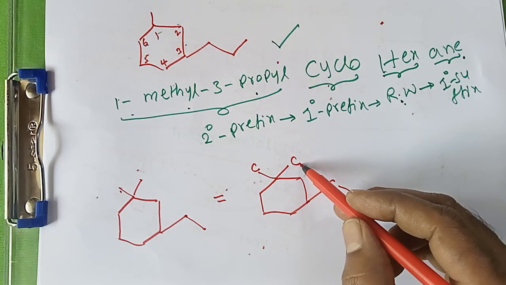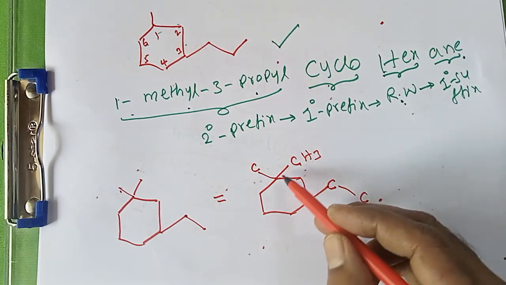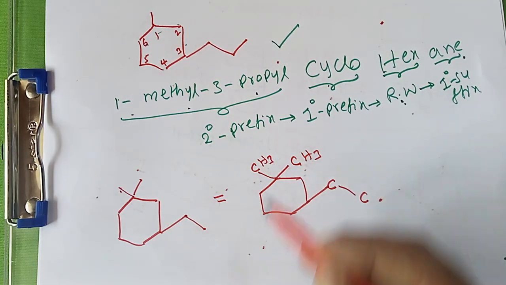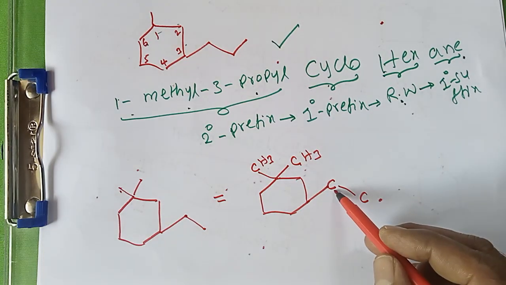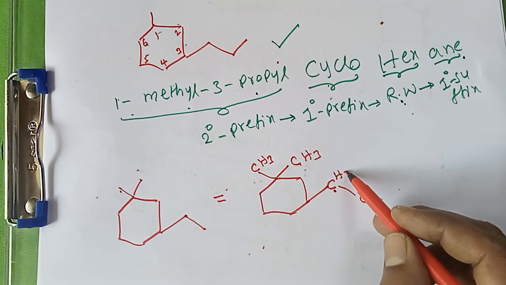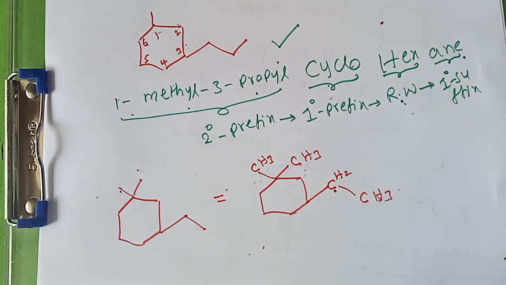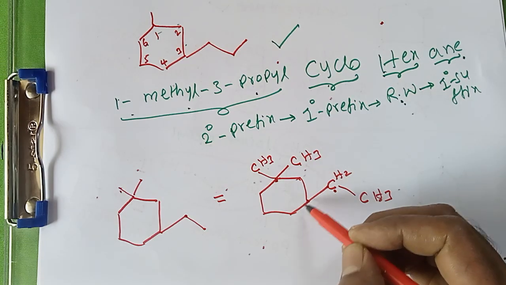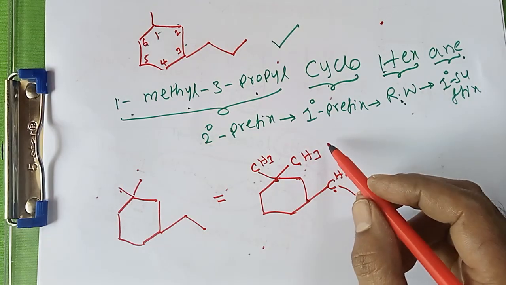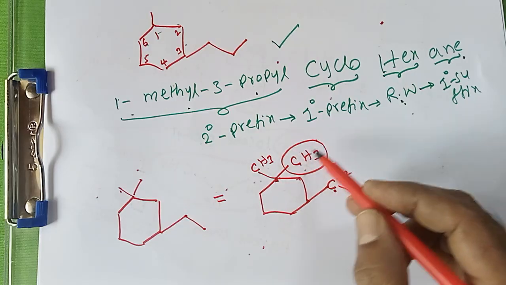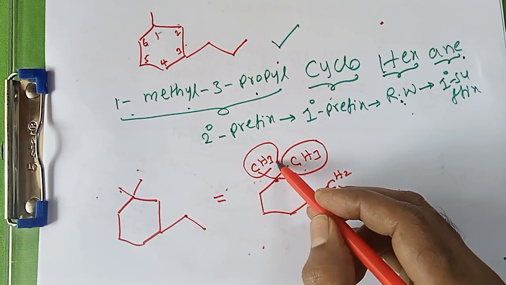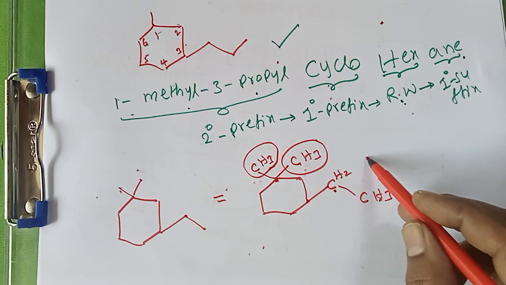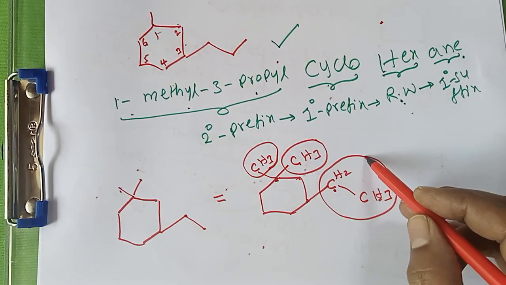So for this carbon, how many hydrogens? 3 hydrogens because of 1 bond only. For this carbon also 3 hydrogens. For this carbon, 2 bonds are completed, so 2 hydrogens. Then this is the parent chain. For this parent chain, this is a substituent. What is that name? Methyl. It is also a substituent, methyl. And this other substituent is the ethyl.